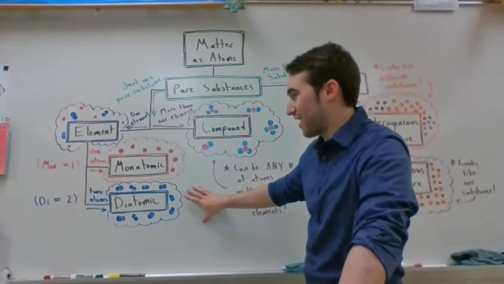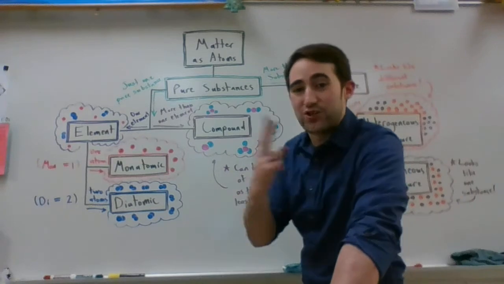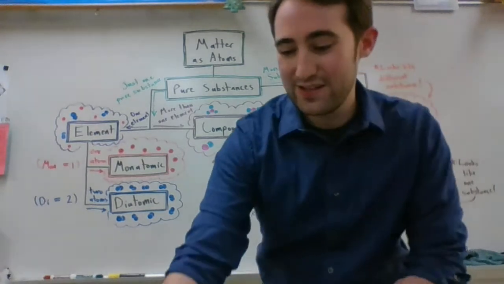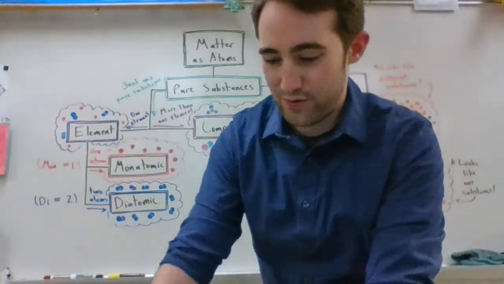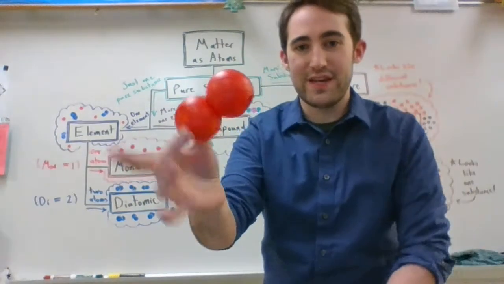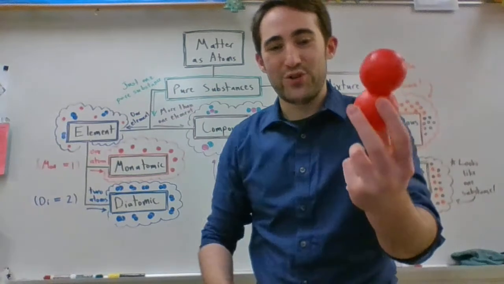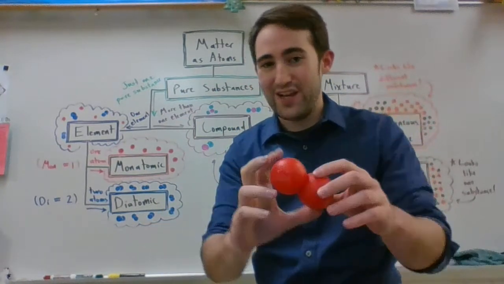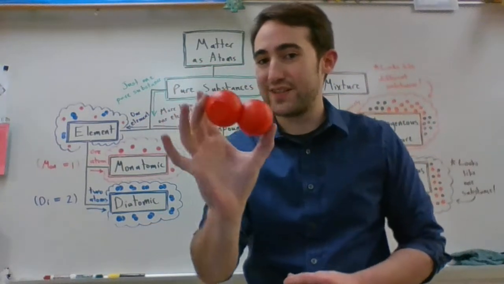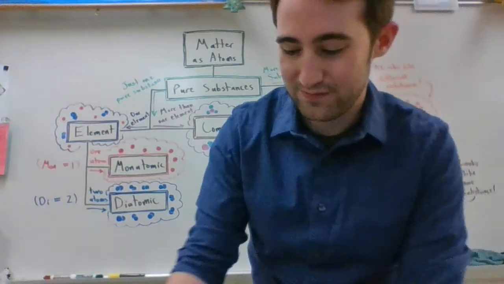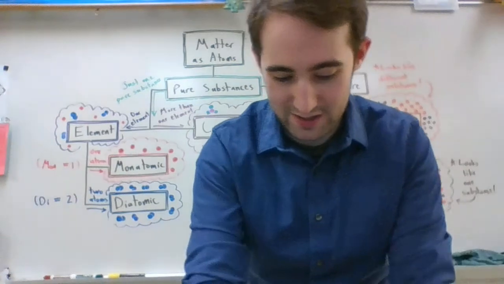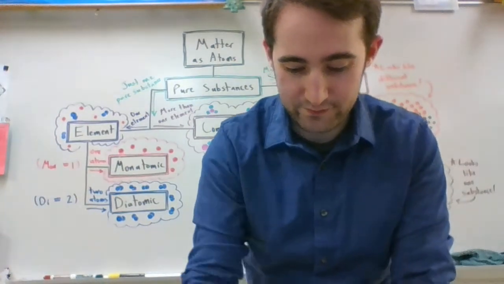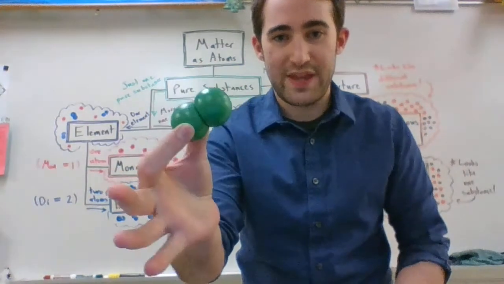A diatomic element is two atoms of the same element. So something like this, or something like this. Two atoms, two spheres, two circles. Same color, which means the same element. There's another one. Diatomic element, and one more, something like that.